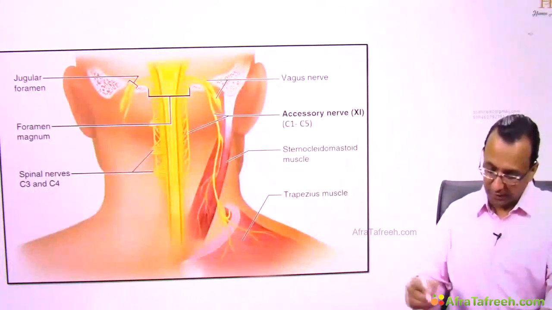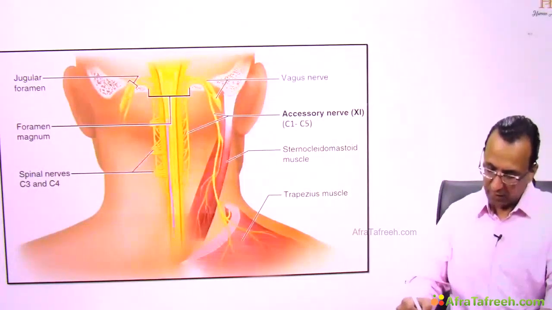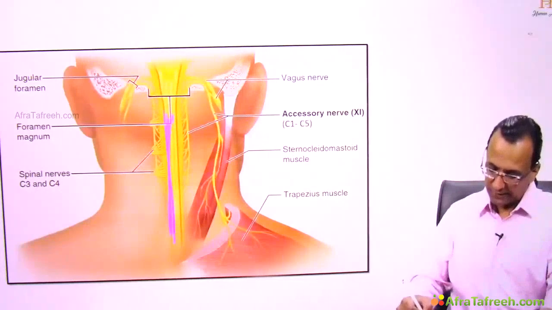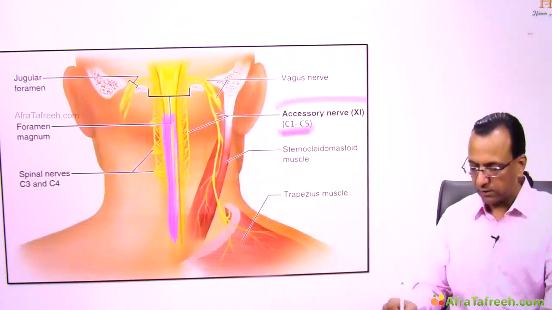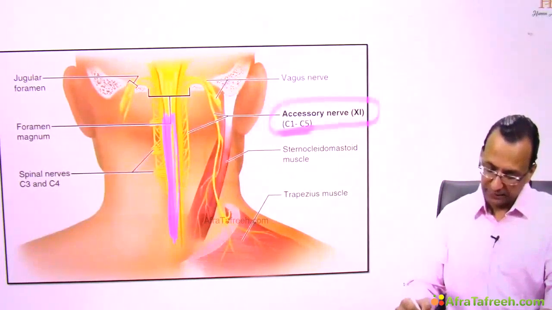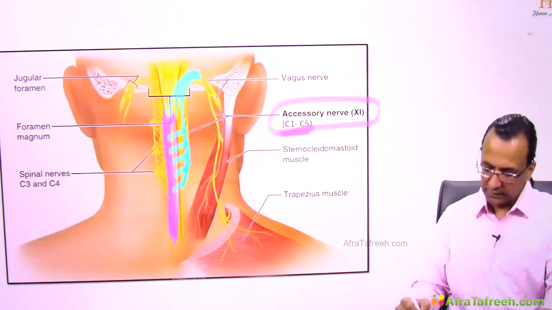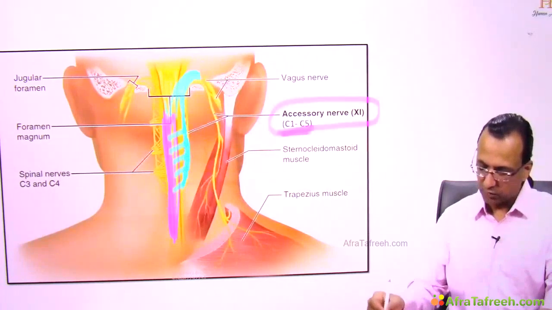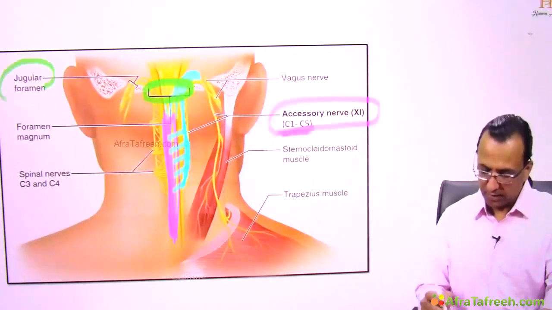First of all, you should tell this is spinal cord here. The spinal cord is giving you some nerve, C1 to C5. What is that? Spinal accessory nerve. You see the nerve is here entering the cranial cavity. How is it entering the cranial cavity? It is entering the cranial cavity passing what is called the foramen magnum. So it is passing the foramen magnum here.